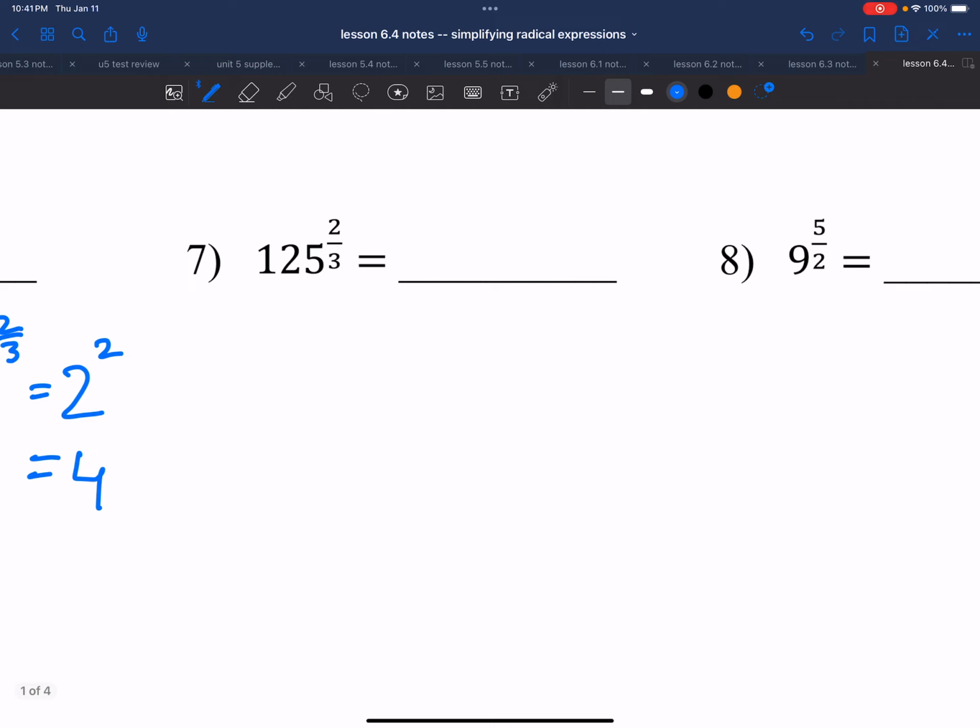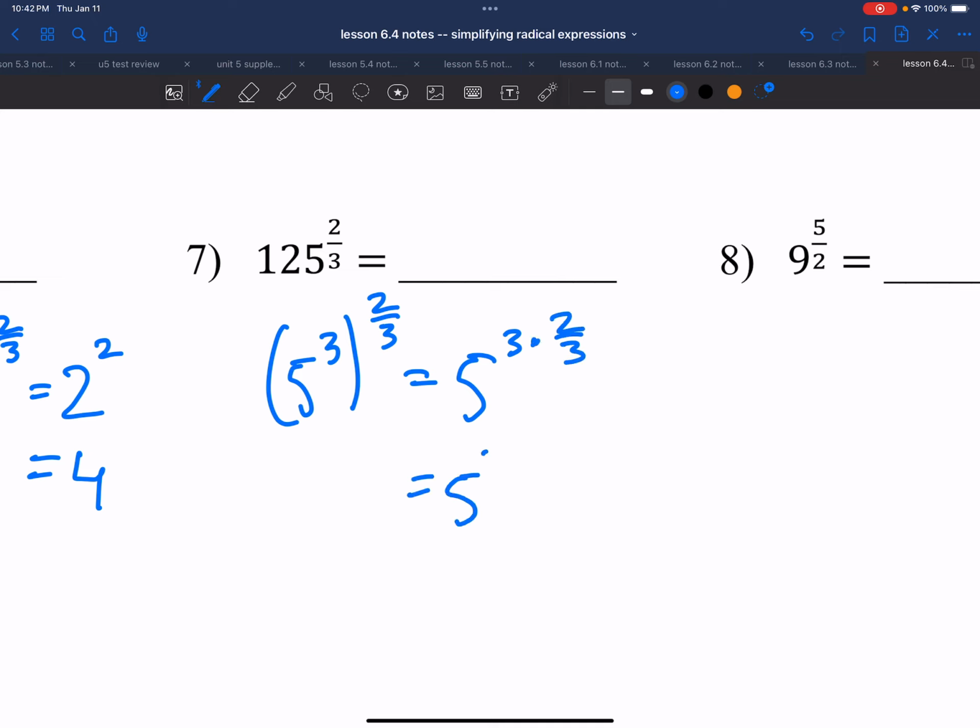125. This one might be a little more tricky. 125 is actually 5 cubed, if you didn't know. If you've been following the general pattern, maybe you could figure that out if you weren't sure. And so I'm getting 5 cubed to the 2/3. This is getting me 5 squared, which is getting me 25.